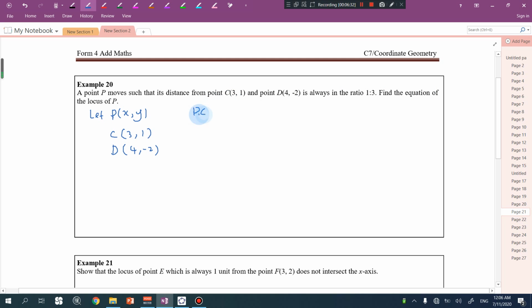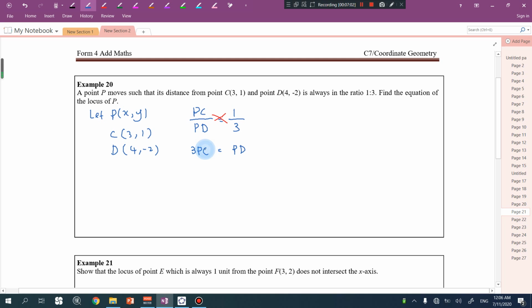So PC to PD in the ratio of 1 is to 3. It means that PC is equal to 1, PD is equal to 3. Then if we do cross multiplication, we will get 3PC is equal to 1PD. So 1 you don't have to write. This one you have to be more careful.